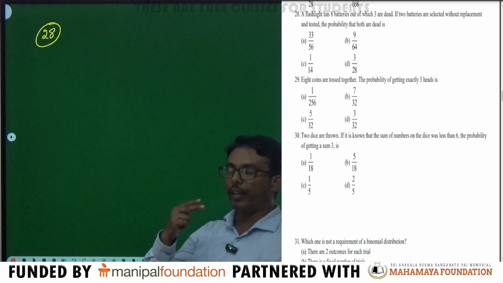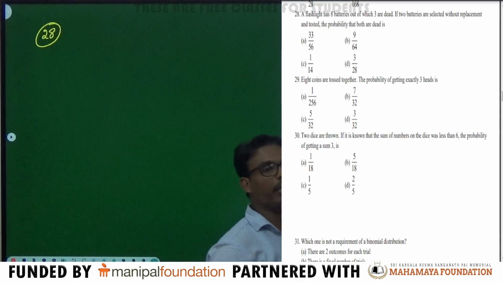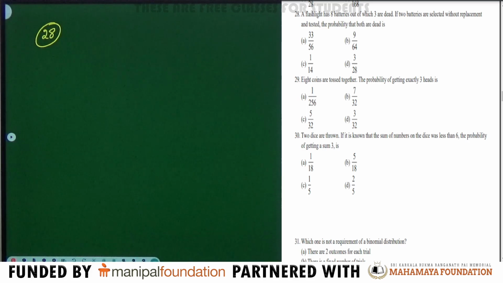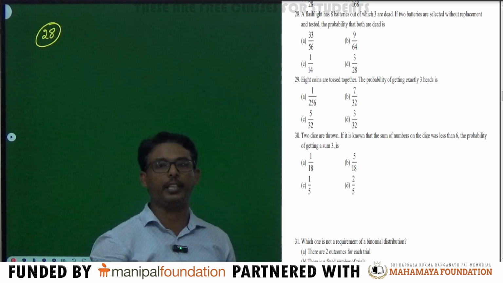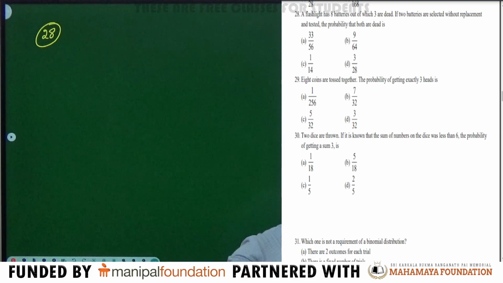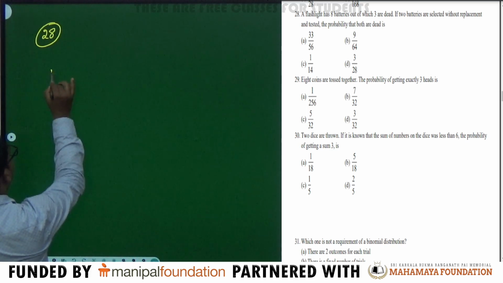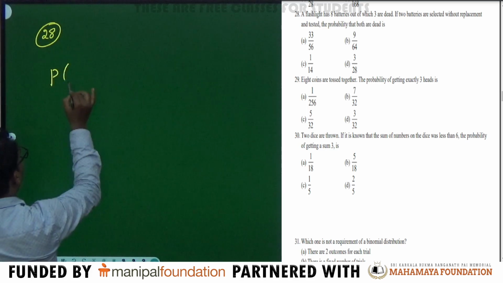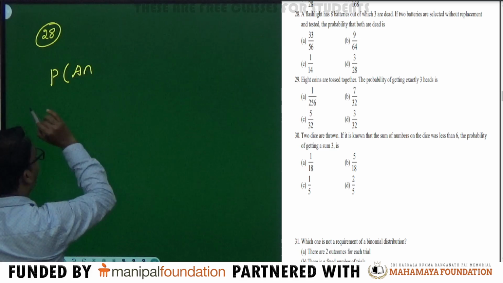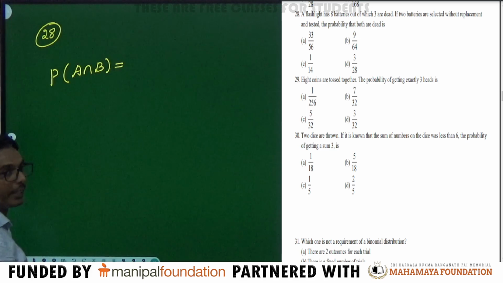So, here we are selecting 2 batteries without replacement, meaning first we take one battery and test whether it is working or not. Then we take the second battery without replacing the first battery. Therefore, selecting the batteries one after another without replacement, so just find the probability that the first battery is defective and the second battery is also defective, and you should go for the intersection.